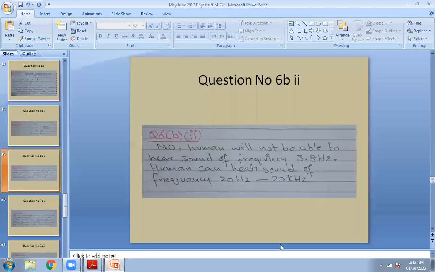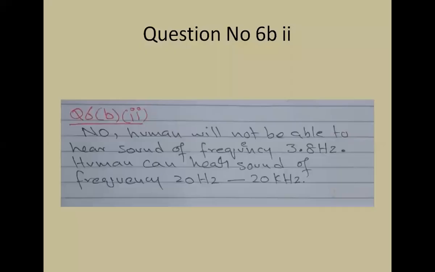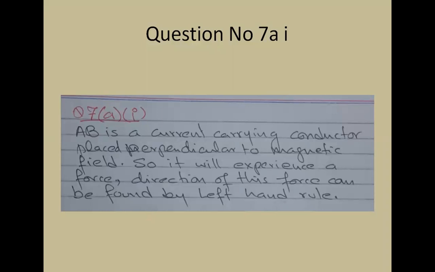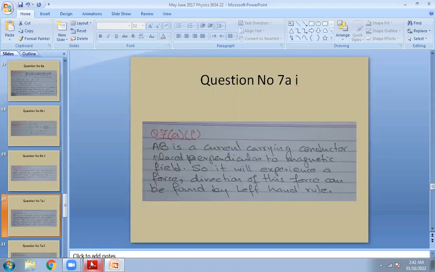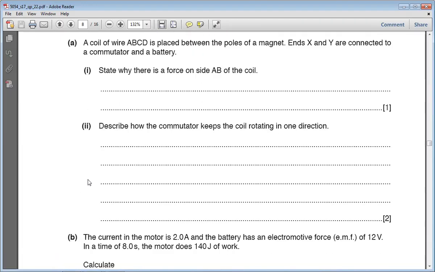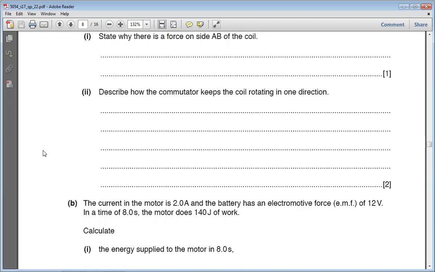So let me show you my answer. I have written this answer and here we go. AB is a current carrying conductor placed perpendicular to the magnetic field, so it will experience a force. The direction of this force can be found by using the left hand rule. Hopefully you understand this question. Okay, so let's move to the next question, the second part.